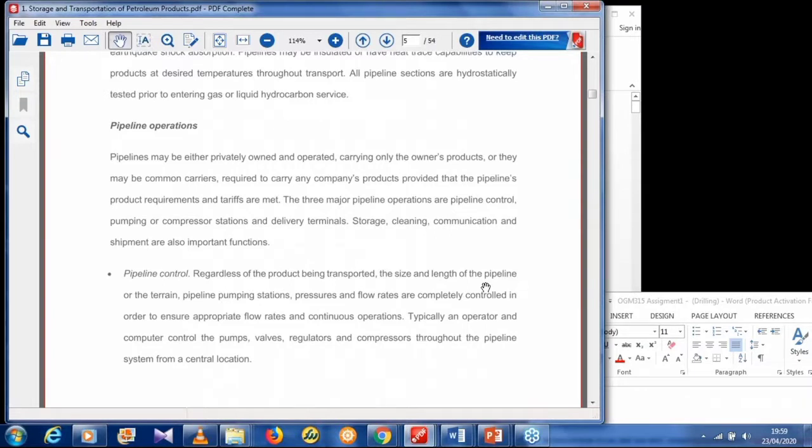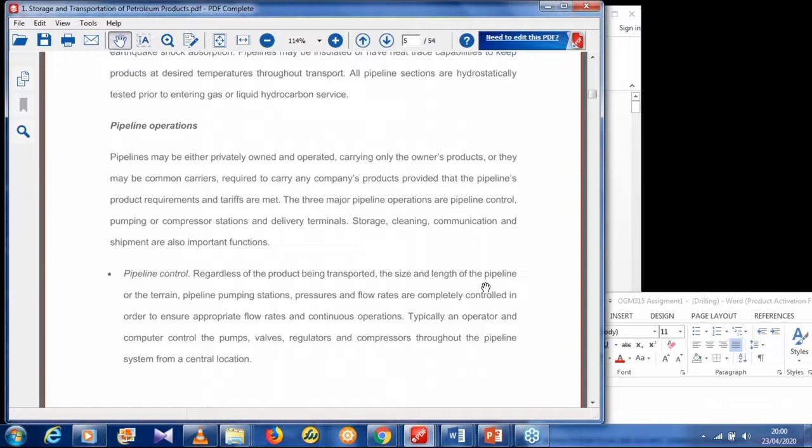So typically, an operator and computer control the pumps, the valves, the regulators, the compressors, and all other fittings or components that are fixed in the pipeline system, from the central location. You understand? Some of these valves and pumps will be positioned at strategic locations along the route, and are usually controlled from the central location.